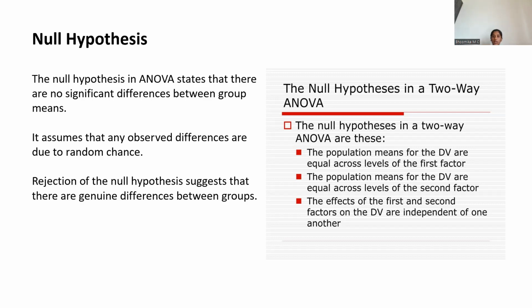The null hypotheses in a two-way ANOVA are these. The population means for the DV are equal across the levels of the first factor. The population means for the DV are equal across the levels of the second factor. The effects of the first and the second factors on the DV are independent of one another.